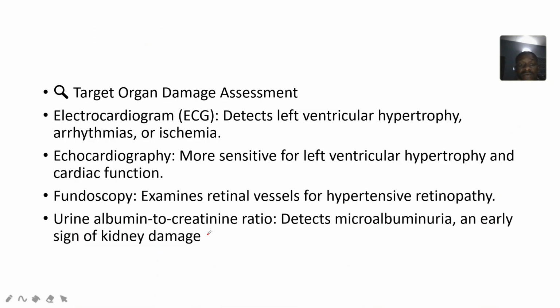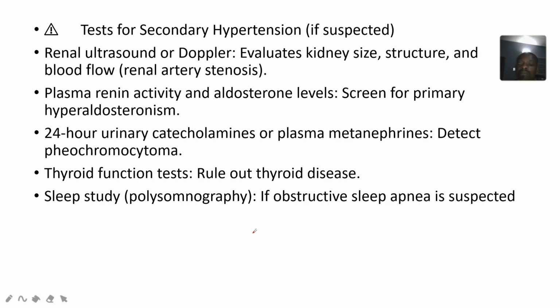Then, for target organ damage, you can do electrocardiography to see if there's any damage in the heart. You can do echocardiography too, specifically to see if there's left ventricular hypertrophy. Fundoscopy is for the eye, so you're trying to see if there's any damage in the blood vessels of the eye. Then also the urine albumin to creatinine ratio, okay, we are trying to look out for kidney damage.